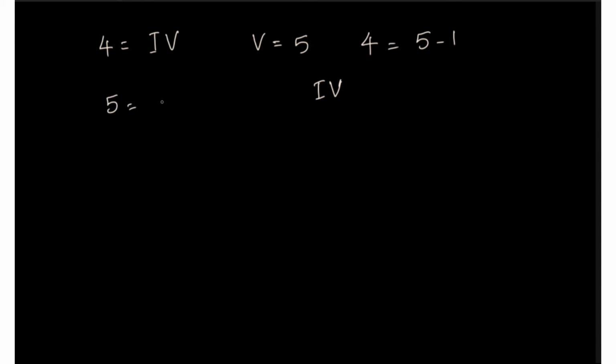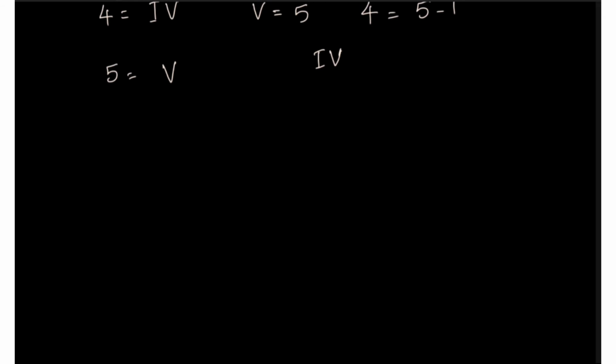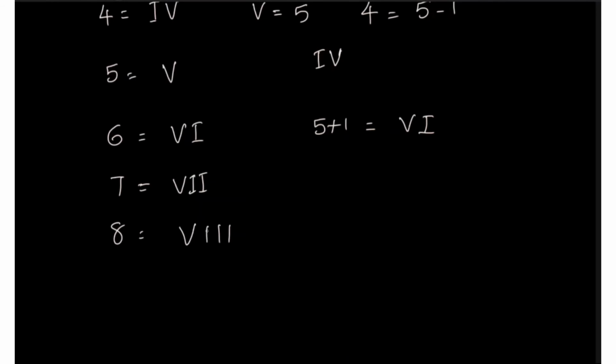5 we already know, that is equal to V itself. Then 6 is nothing but 5 plus 1. Addition means just writing to the right of the bigger number. That is, right of the bigger number means VI. That is equal to 6. Then 7 equal to, we can repeat I 2 times, VII. Then 8 equal to VIII.